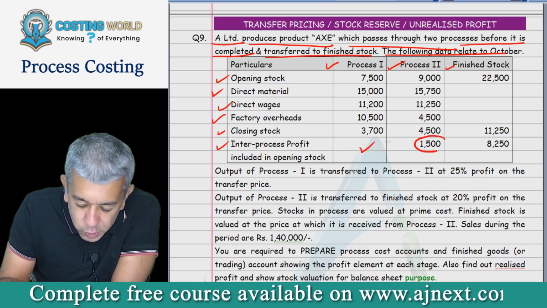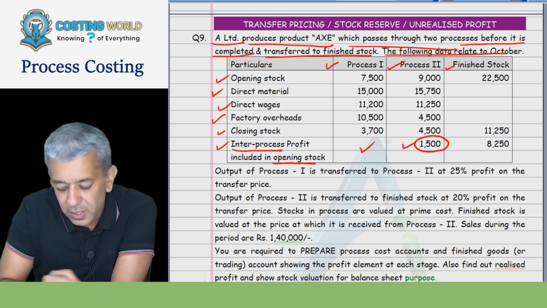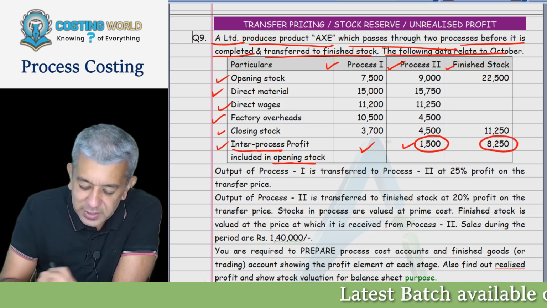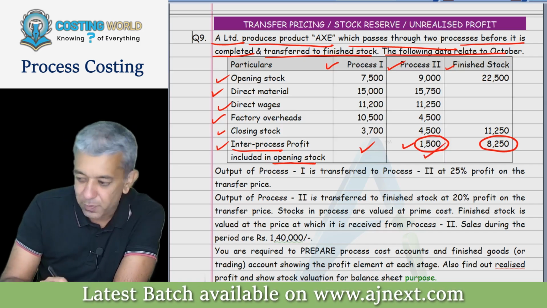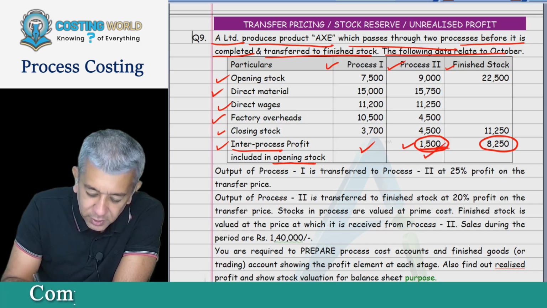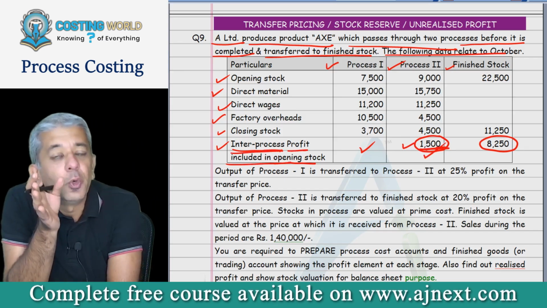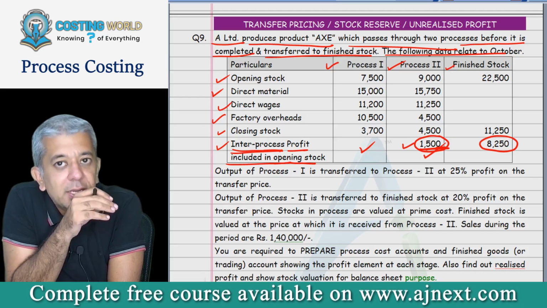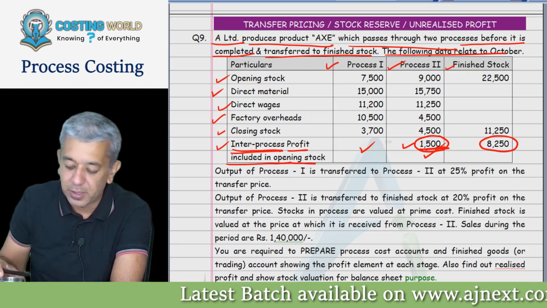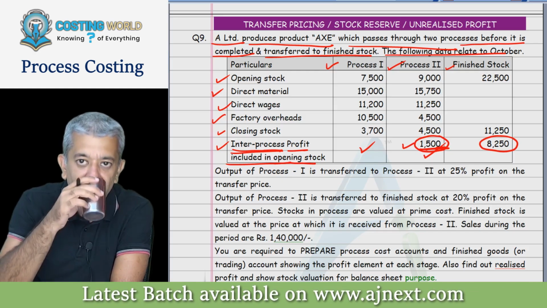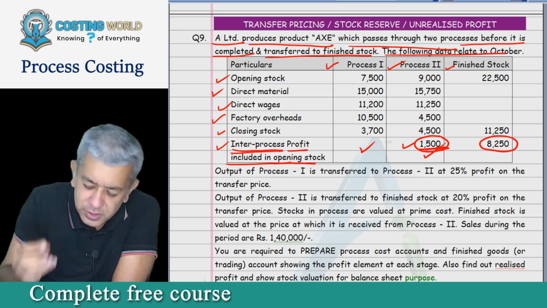Obviously, in process 2's opening stock, how much stock reserve is there? 1500. And in finished goods, it is 8250. Now, tell me whatever I had asked you all yesterday. This particular profit of 1500, what is written over here? Inter-process profit included in opening stock. This 1500 would have been earned by which particular department? Process 1, when it must have transferred the goods to process 2.